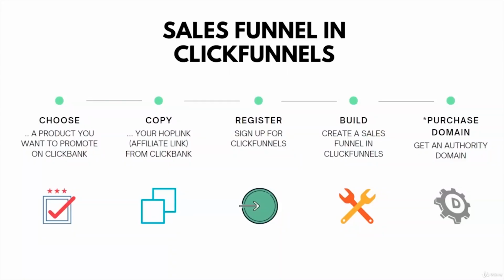In this video, I'm going to show you how to build a sales funnel using ClickFunnels. First, we are going to choose a product that we want to promote on ClickBank. We're going to copy all the links and all the materials that we need from ClickBank. And then we're going to register or sign up for ClickFunnels if you don't have an account in ClickFunnels. We're going to build that sales funnel in ClickFunnels, and then we're going to promote it.